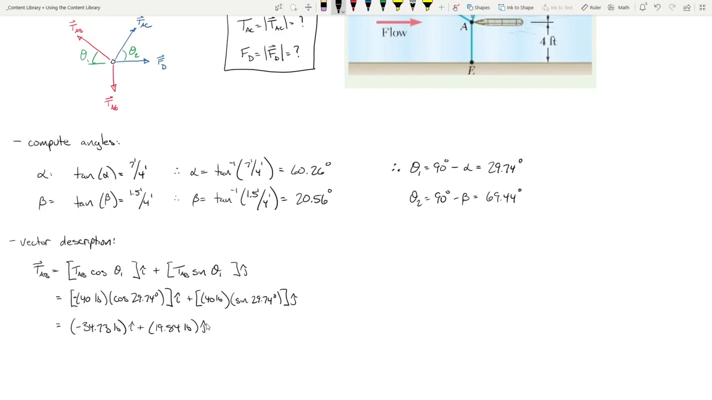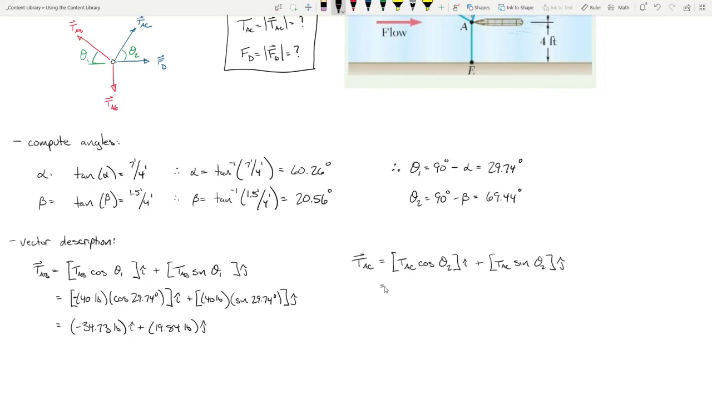Now, what about vector AC? We're going to follow the same pattern. So TAC cosine, in this case, it's theta 2, right? So now we've got TAC cosine theta 2 times I, TAC sine theta 2 times J. So same pattern, just different magnitudes, different angles.